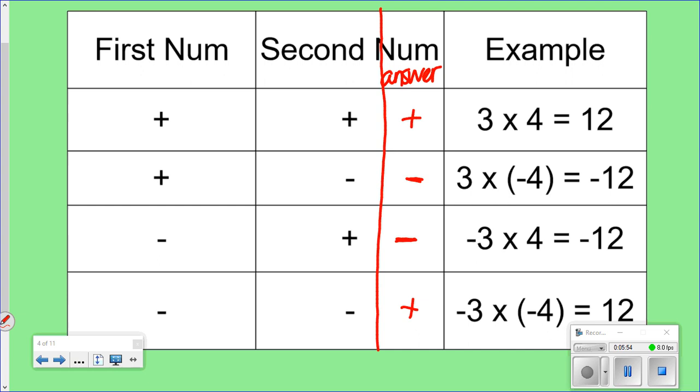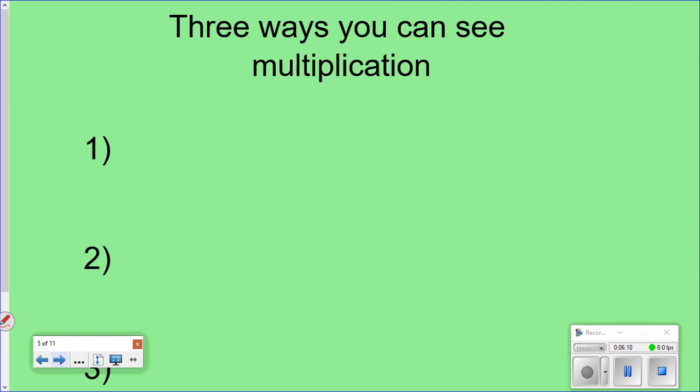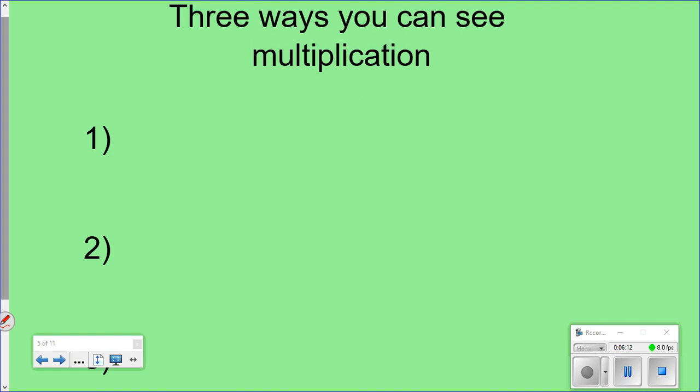Same with the bottom one, and this is the one you were questioning, and it's just the way it is. Two of the same signs, the answer is positive. So that's how you can remember. If you have two same signs, positive number. Two different signs, negative. Okay? And we'll do some examples of that in a second. But before we do that, I want to talk about some different ways you're going to see multiplication. What are some ways that you've seen multiplication shown to you before?